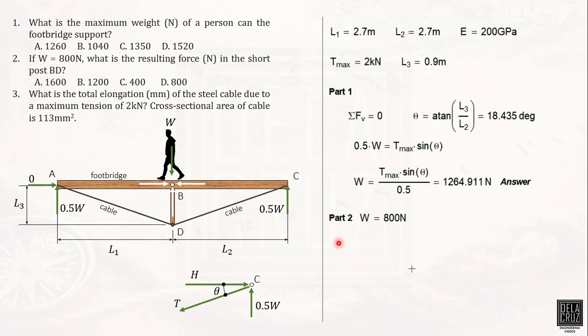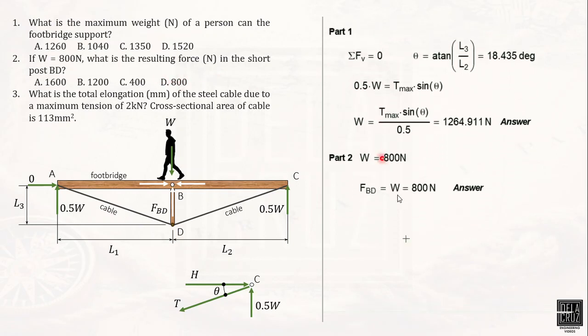These are the forces involved here. We have the weight and the force on member BD, FBD. The other forces will not be involved in calculating BD. As you can see, by summation of forces vertical, W is equivalent to FBD. That is how simple it is. The force on post BD is equivalent to W, which is 800 newtons. The problem seems difficult, but this is very simple. All right, so part 3.